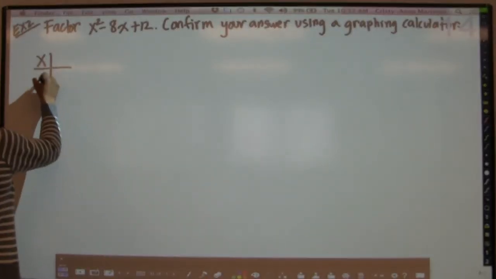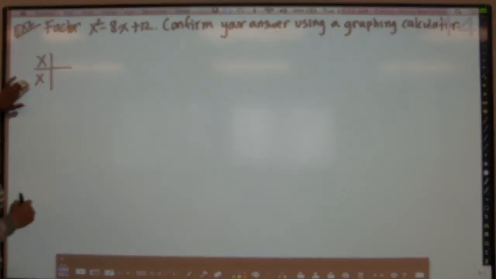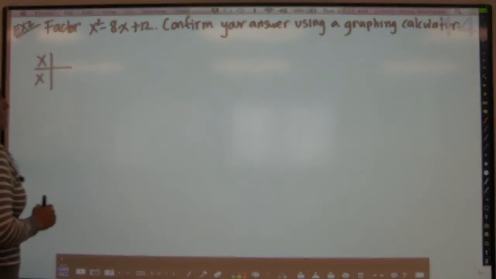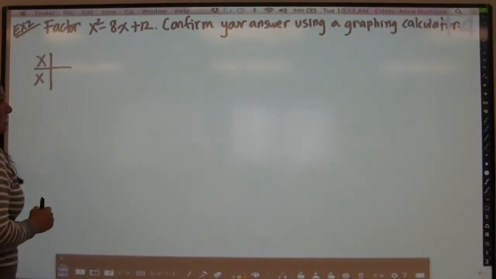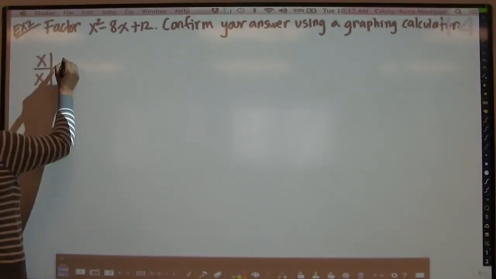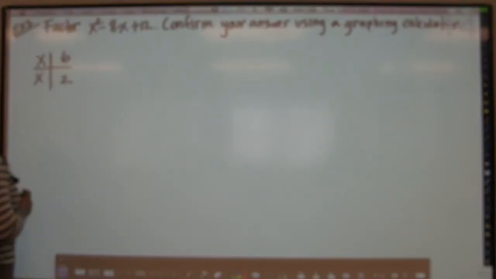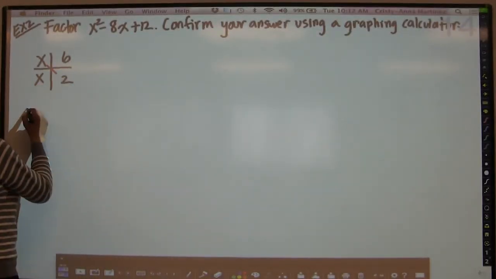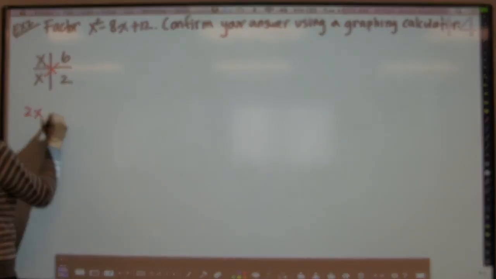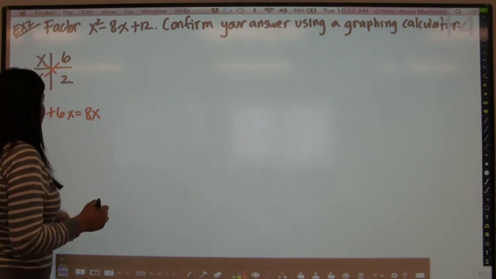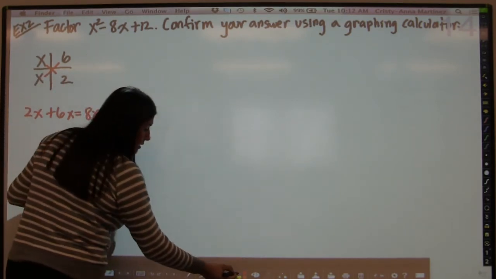Again, we're going to have x and x because x times x is x squared. And then for the case of the 12, in this case, I'm not going to do 3 and 4 because 3 and 4 is not going to give me the 8 that I'm looking for. I'm hoping that the 6 and the 2 might work better. But when I multiply along the diagonal, this will give me 2x and this will give me 6x. And that'll give me a positive 8x. But as you can see, the middle term is a negative 8x. So that's close, but still not what we want.